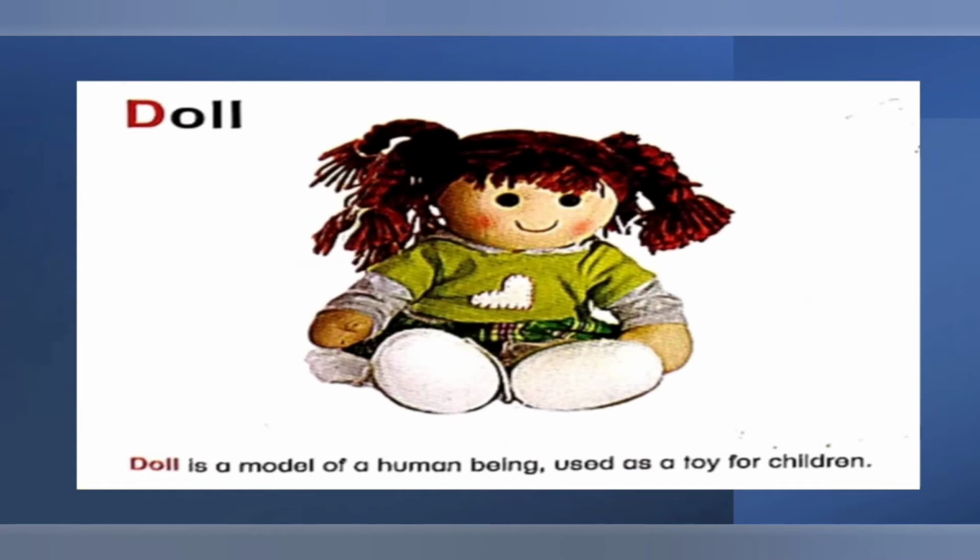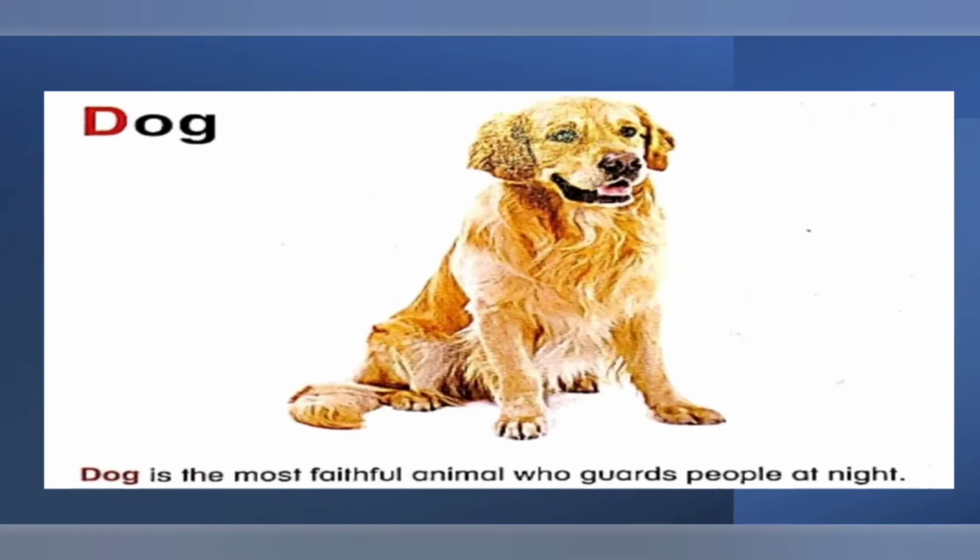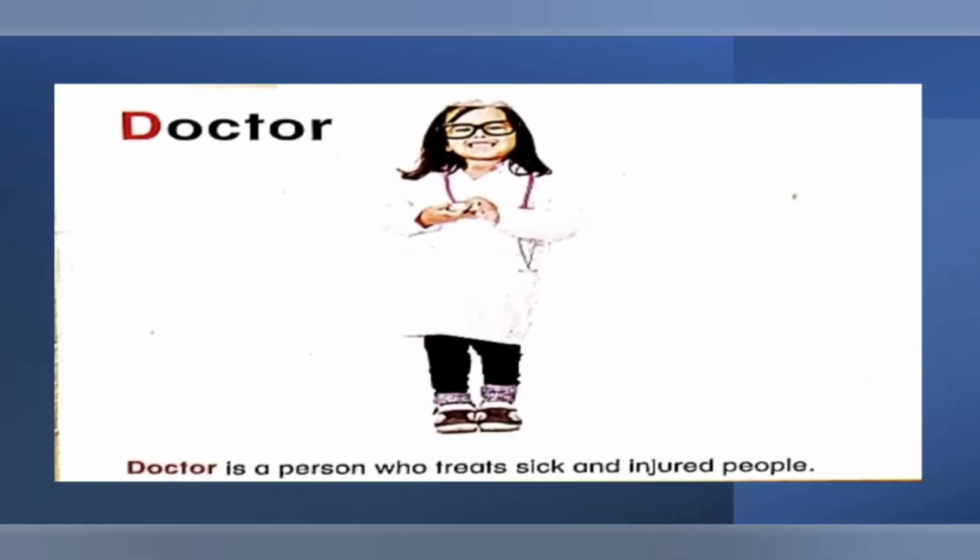Shall we see some words with the D? Yes. D for doll. Doll. That's the playing toy for the children, right? Yes. D for dolphin. Dolphins are marine mammals closely related to the whales. It's almost like the whales. D for dog. You all know what is the dog. It's the most faithful animal who guards people.